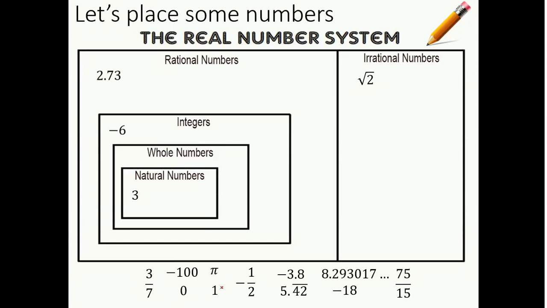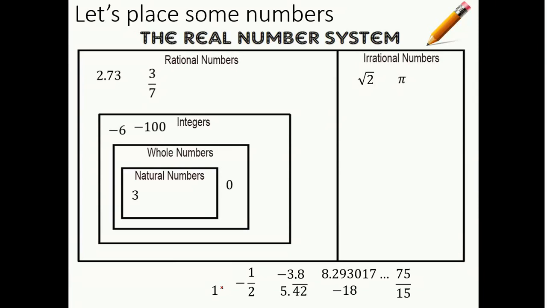Then I have 3/7. Well, that's a fraction. It's got to be a rational number. That's just how it goes. I have negative 100. That has a negative. It's got to be an integer, right? 0. 0, remember that one wasn't part of the naturals, but it was part of the whole numbers. So he's only going to be in that space. Pi, I told you pi was, look back at the notes here. Oh, that's an irrational number, right? 3.14159 something, something, something.